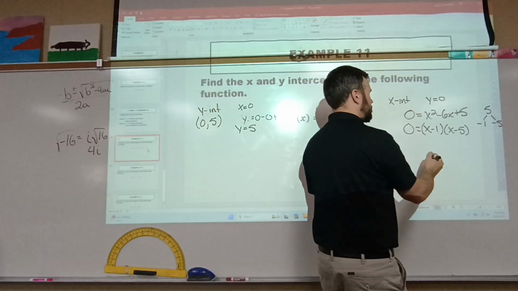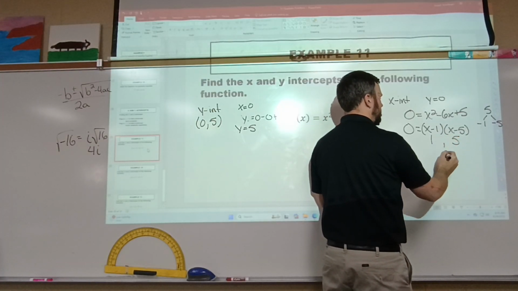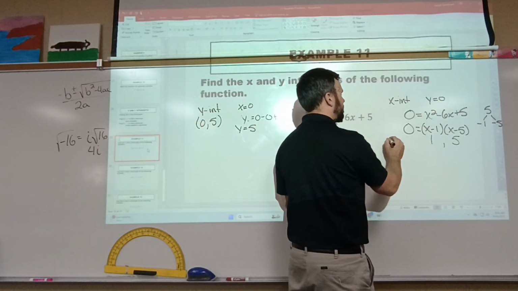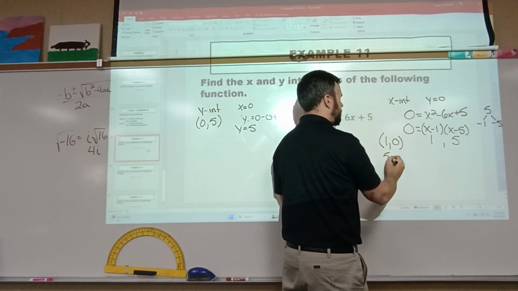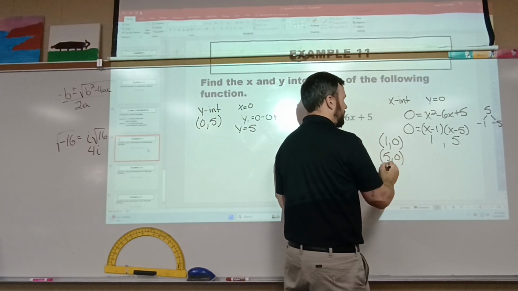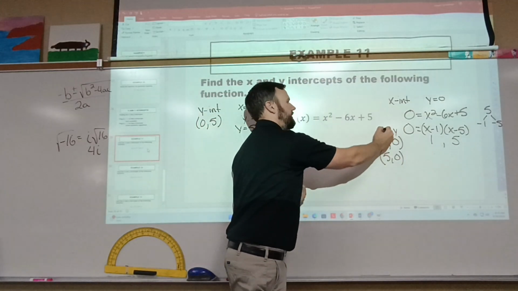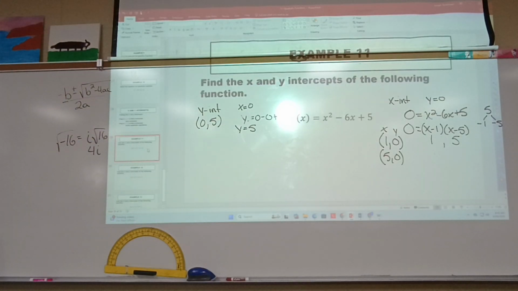So what are my two zeros? 1 and 5, right? So what are my two x-intercepts? I have the point 1, 0, and I have the point 5, 0. Because y is 0 on both of them because I plugged in 0 for y and I solved it. So the whole rest of this section is you plug in 0 for your x to find your y, and then you solve like we did before.